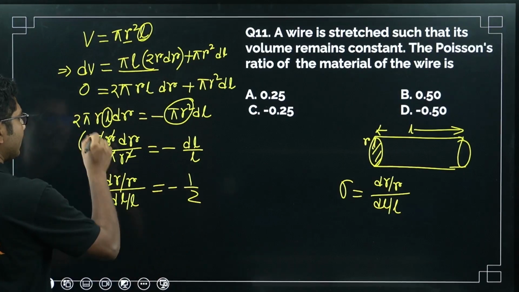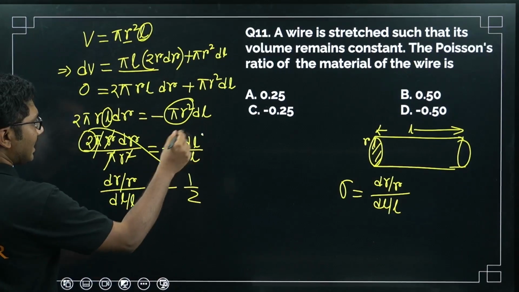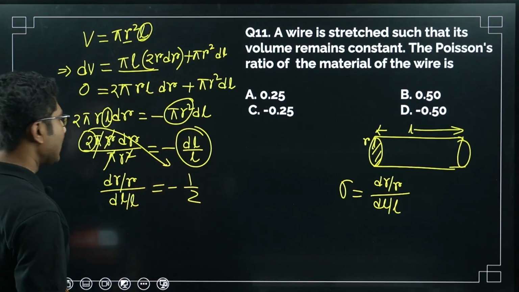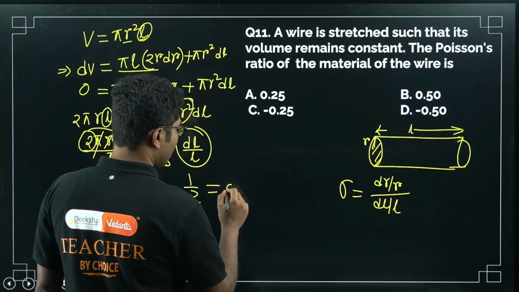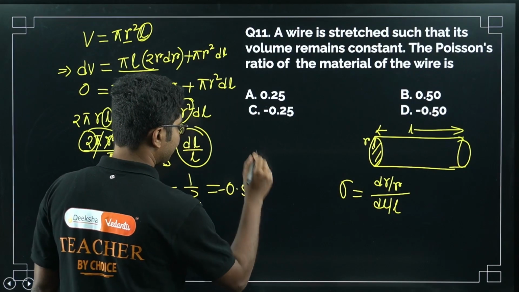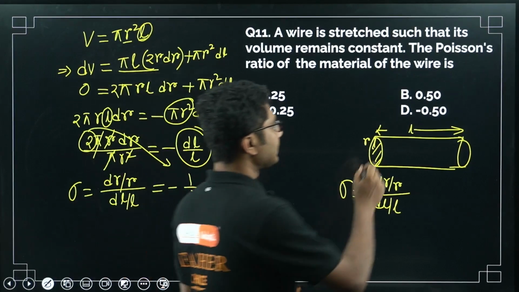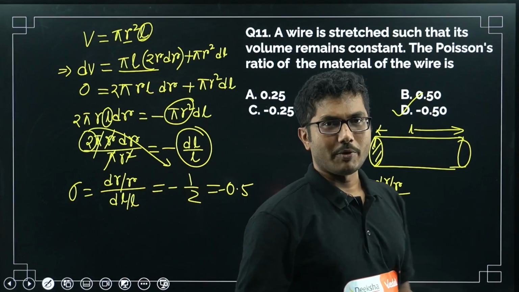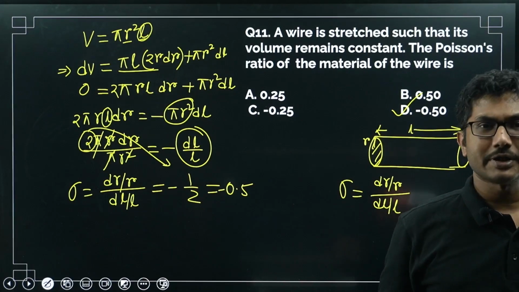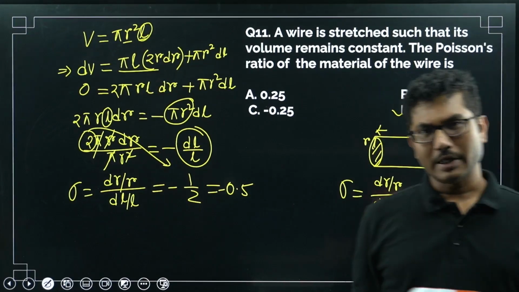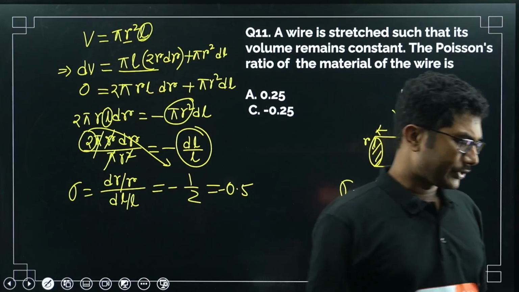So if you just reorganize this, you take this on the other side, you take the entire quantity on this side, then you will get, this is the Poisson ratio, so this will be minus 0.5. Okay, so the correct answer is minus 0.5. I hope you have understood this question, very interesting question. Now we will move on to the next question.